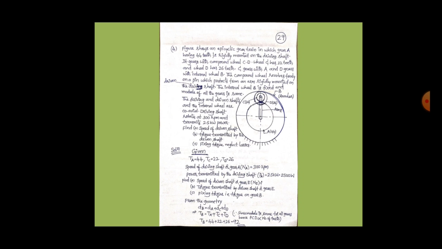So, the arm is mounted on the driven shaft. Therefore, speed of the arm is equal to speed of the driven shaft. The internal wheel B is fixed. Therefore, NB is equal to 0. And moduli of all the gears is same. The driving and driven shafts and the internal wheels are coaxial. Driving shaft rotates at 300 RPM.